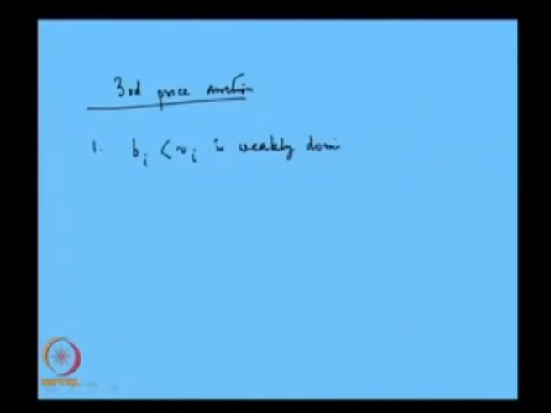So, the questions that we have to answer, firstly, b_i less than v_i is weakly dominated by v_i.